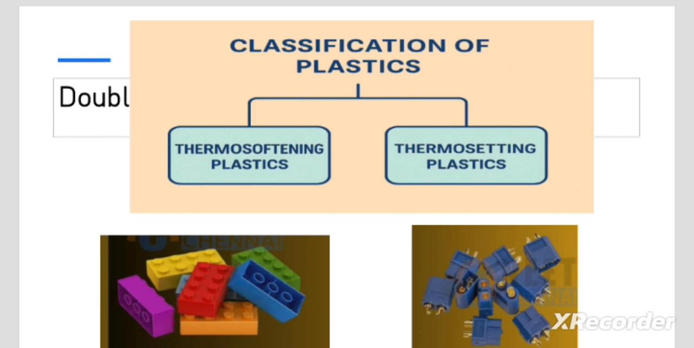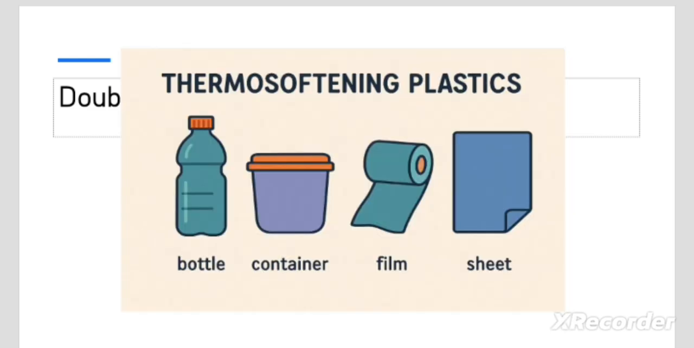Classification of plastics. We use plastics in bags, bottles, furniture, and toys. They are everywhere, but not all plastics are the same. Some can be reshaped again and again, while others stay fixed in one shape. So let's understand what makes them different. In the classification of plastics, the first type is thermosoftening plastic, and the second type is thermosetting plastic. First we will see thermosoftening plastic.